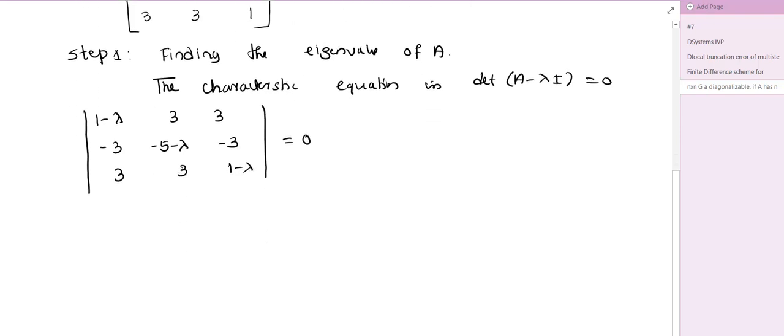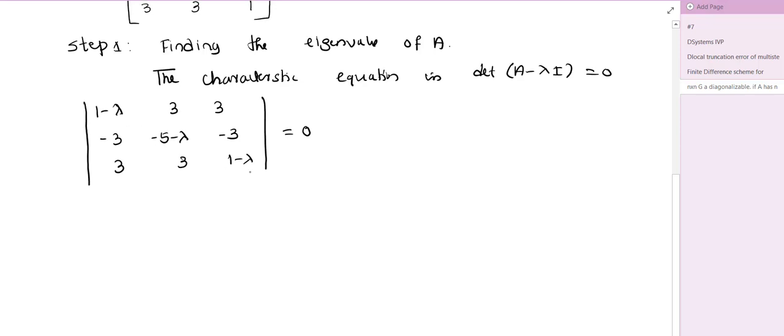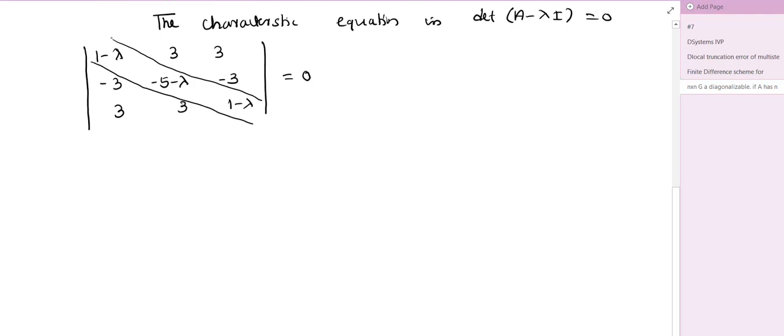Here you only concentrate on the diagonal elements and subtract lambda from them. You are taking the matrix A and the lambda associated with the identity matrix, so subtracting is as good as subtracting lambda from the diagonal entries. So this you have to solve now. Okay, this is simple. It's a 3 cross 3 determinant, you can just solve it.